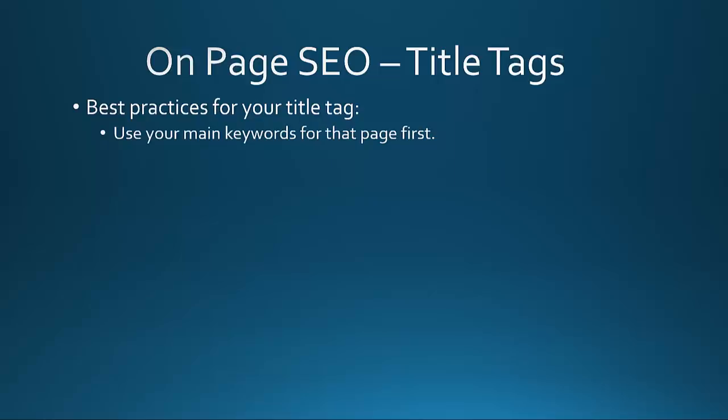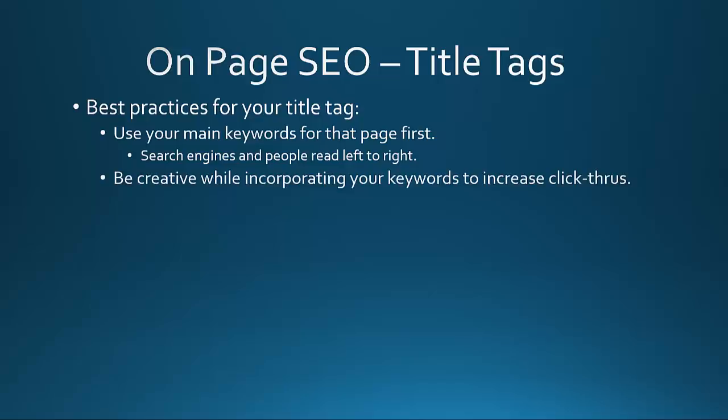Best practices for your title tag. Use your main keywords for that page first. If I'm analyzing somebody's website, the first thing I look at is their title tags. What are they using for their title tags? Use your main keywords for that page first, and try and put them first. Search engines and people read left to right. Just like you're reading, search engines will look at that and say, oh, that keyword has more importance because it's found over here. That's how their robots scan a website. They go left to right, top to bottom. So when they're going through the code, that code that I just showed you, you want to have your keyword phrase in the title tag there.